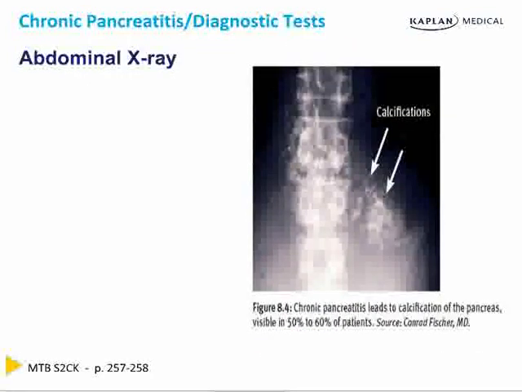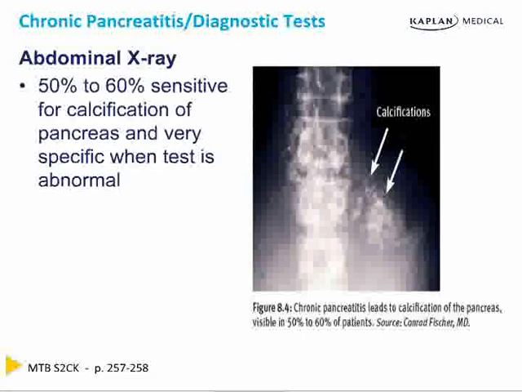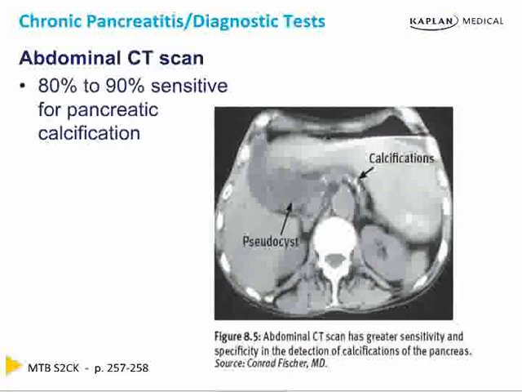Chronic pancreatitis can be diagnosed with abdominal X-ray. It is 50 to 60% sensitive for calcification of the pancreas, but it's very specific when the test is abnormal. You can see here an image on the right that shows chronic pancreatitis that has led to calcification of this patient's pancreas. An abdominal CT scan is actually 80 to 90% sensitive for pancreatic calcification. Therefore, it is a much better test than the abdominal X-ray. You can see here on the right an image of a patient's pancreas with calcifications riddled throughout it.